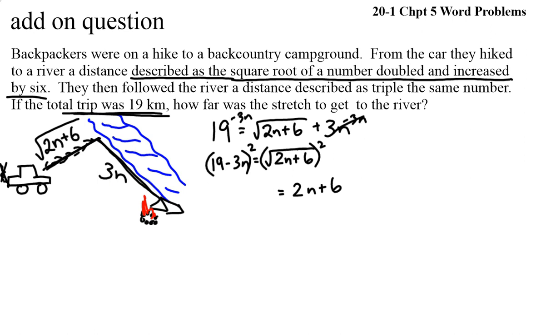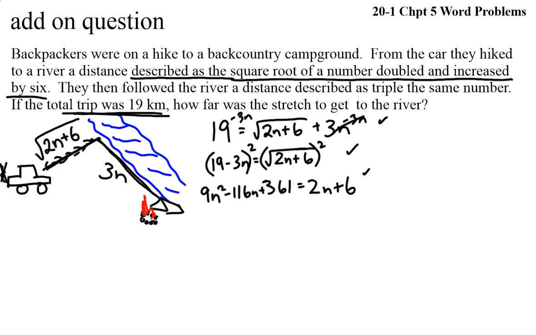When you do FOIL there, I'm going to do FOIL and rearrange it at the same time. We end up with 9n squared minus 116n plus 361 equal to the 2n plus 6. So that was plus 361, and it was equal to the 2n plus 6. So equation, check. Isolate the radical, check. Square both sides, check. And now we solve.